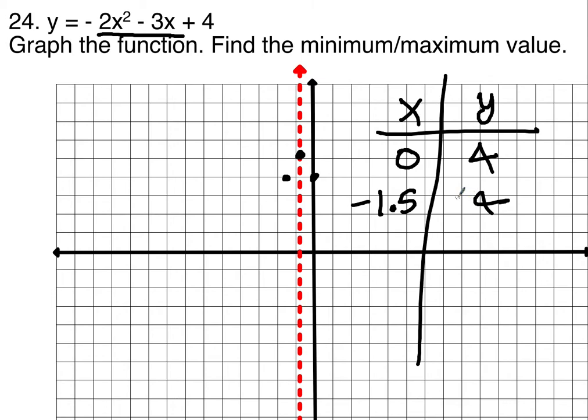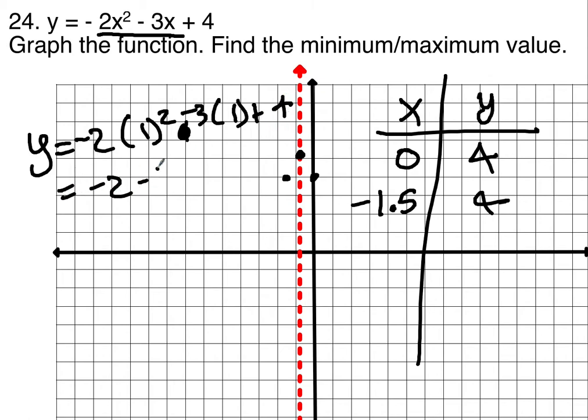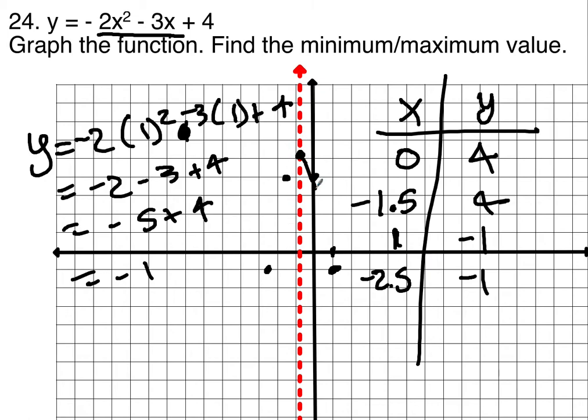Okay, now I need to find one more point, so I'll just plug in 1 for x. Y is equal to negative 2 times 1 squared minus 3 times 1 plus 4, which is negative 2 minus 3 plus 4, negative 5 plus 4, which is negative 1. So when x is 1, y is negative 1. So 1, negative 1 is here. I go 1.75 over to my line, so I need to go 1.75 more, and I would be here. And that is the point negative 2.5, comma negative 1. So now I can graph my parabola.